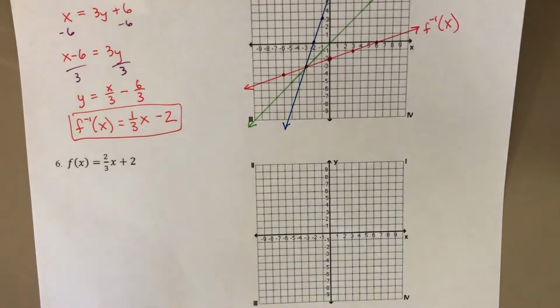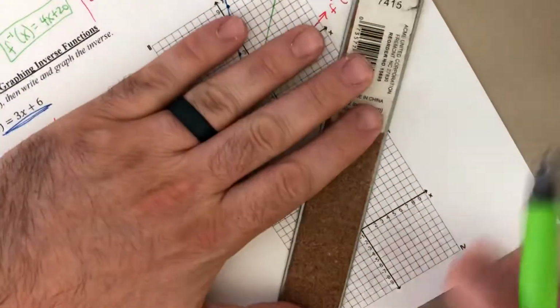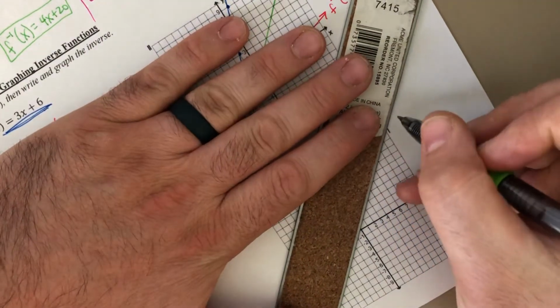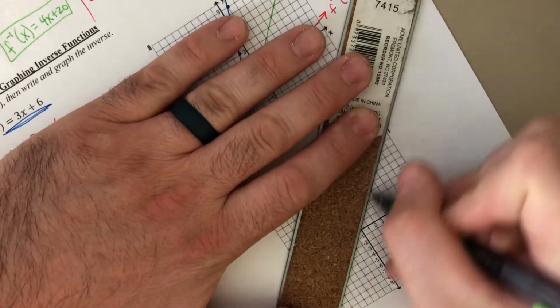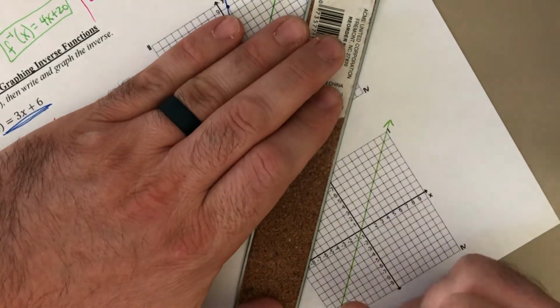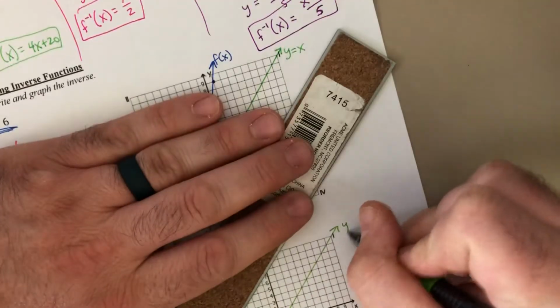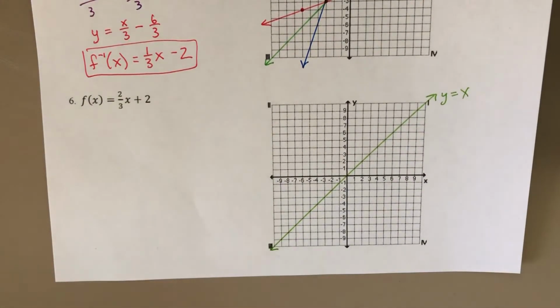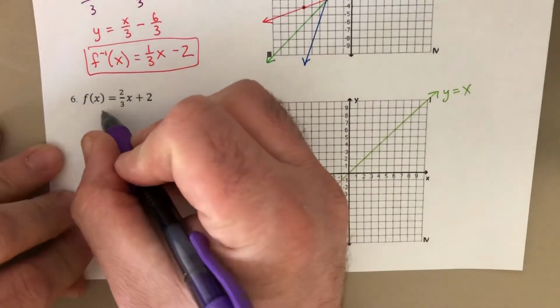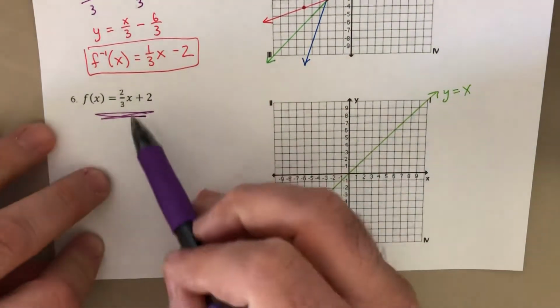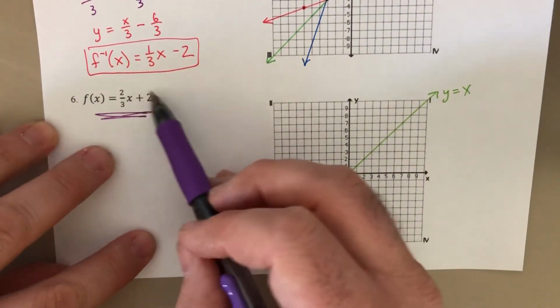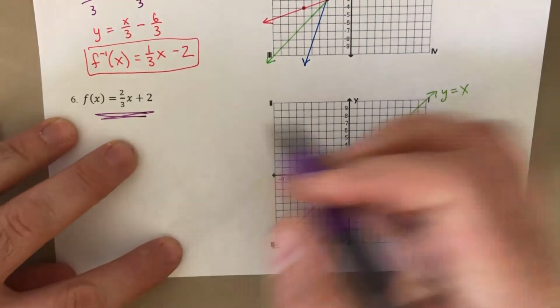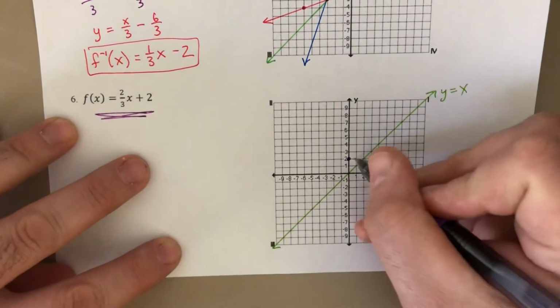Okay, so same idea. Let's go ahead and get that diagonal line we're going to reflect over, that y equals x again. So y equals x. Okay, and let's go orange and purple this time. So my original, I'll do with the purple. I've got 2/3 x plus 2. Again, y-intercept of 2. Slope of 2/3, up 2 over 3.